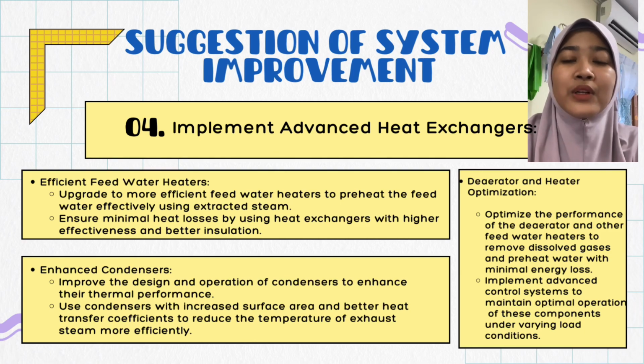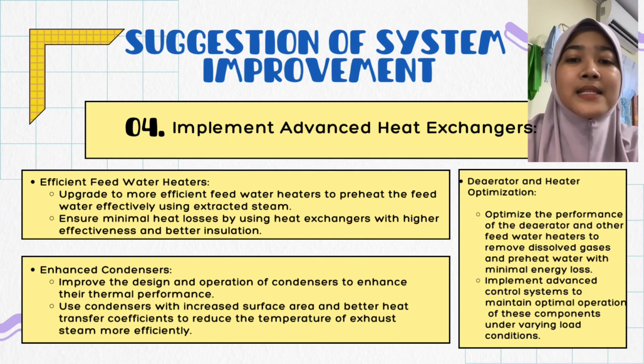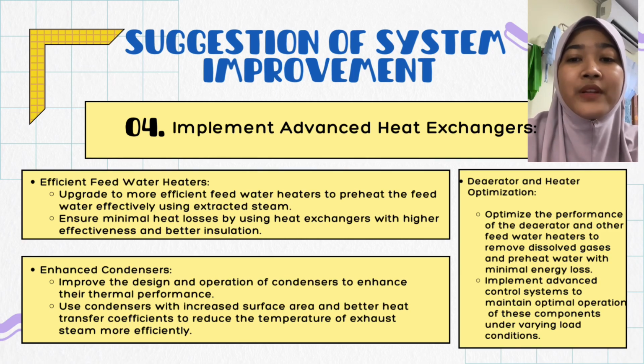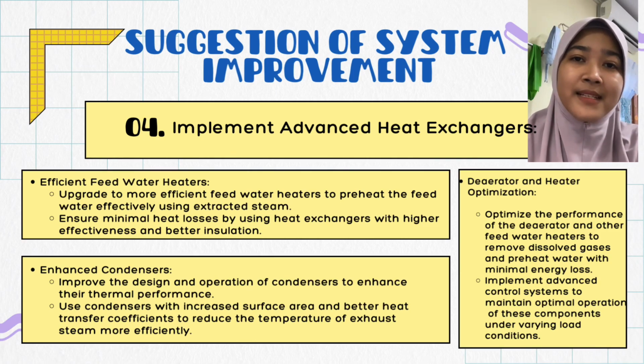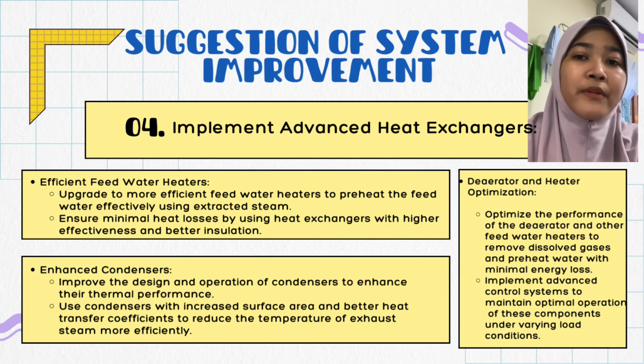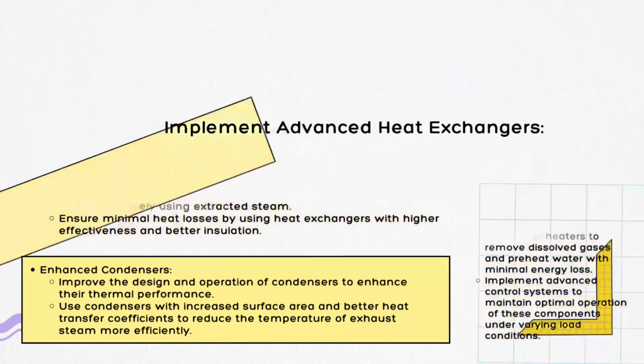Third, control condenser pressure: lower the condenser pressure. Advanced cooling technologies: utilize an advanced cooling system. Fourth, implement advanced heat exchange: efficient feed water heater, upgrade to more efficient feed water heaters. Enhance the condenser: improve the design and operation of the condenser. Deaerator and heater optimization: optimize the performance of the deaerator.